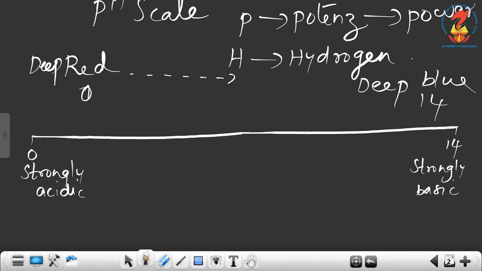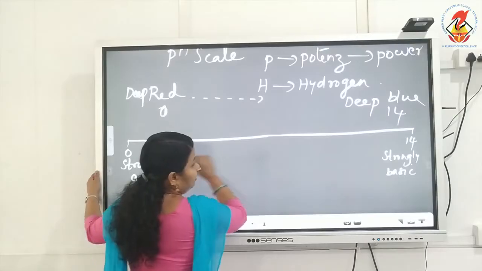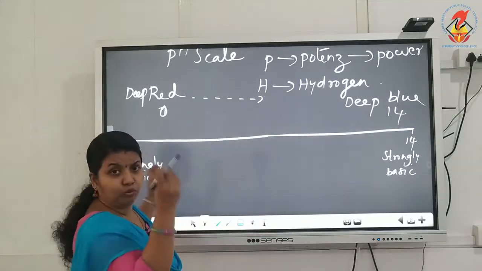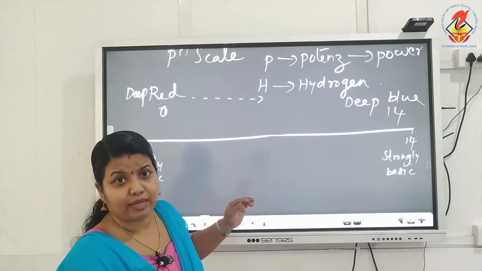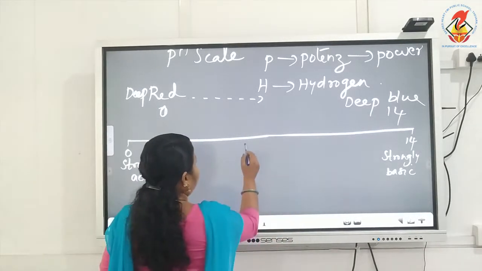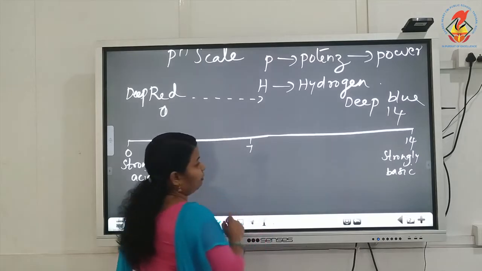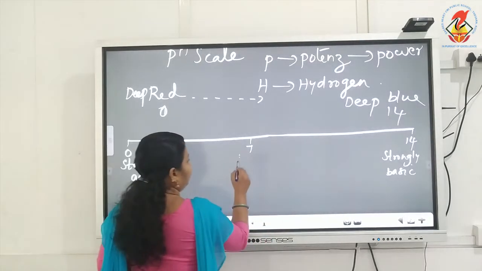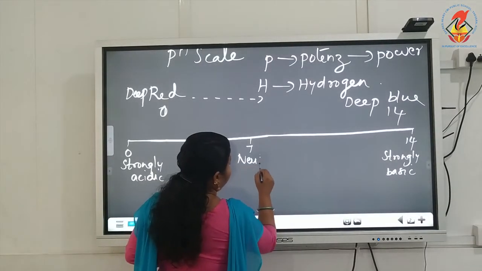As I told you, if you are getting a deep red color, the value corresponding to that deep red color will be 0. So, it means that the solution given to you is a strong acid. Now, if it is deep blue in color, the value corresponding to that will be 14 and it indicates a strongly basic solution. And in exactly the midpoint, you have value 7, which stands for a neutral solution.